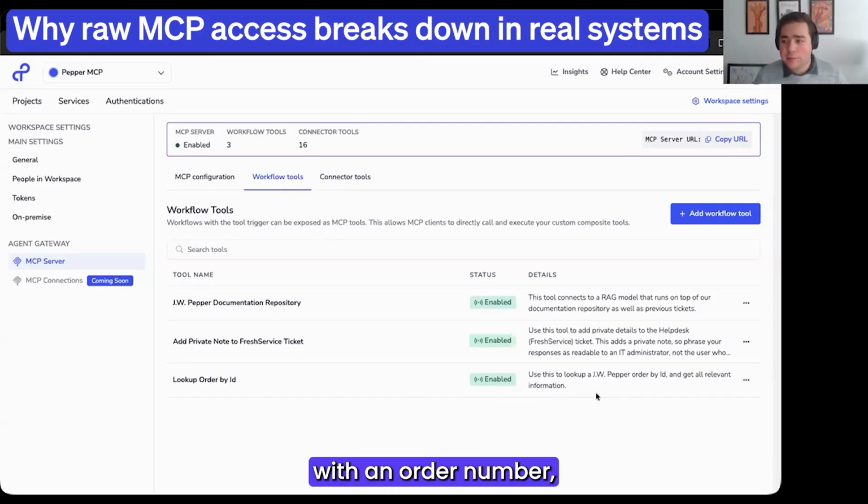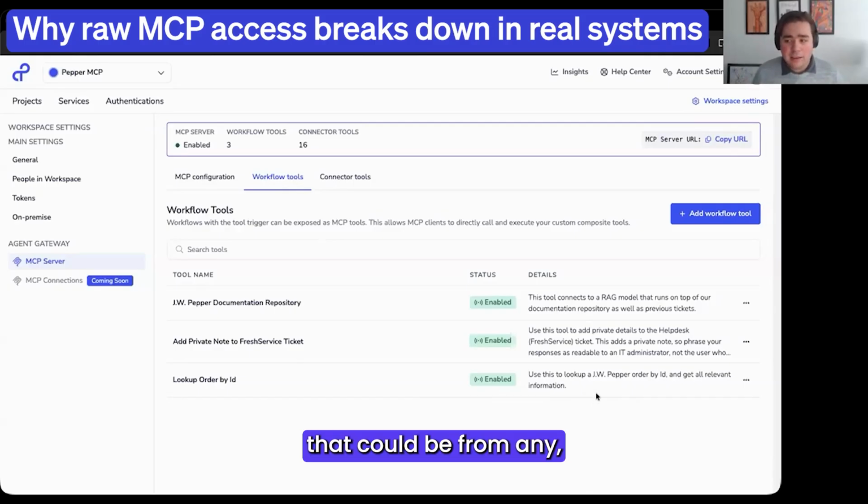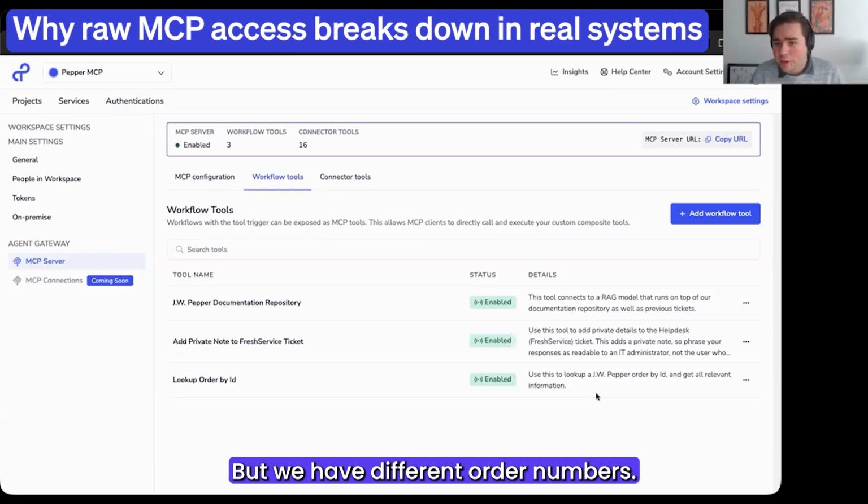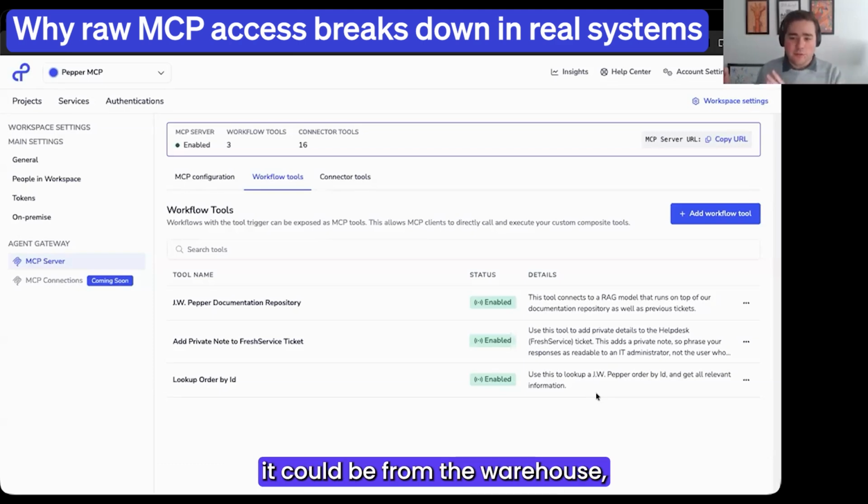provides us with an order number, that could be from any, I think it's one of 3 systems that we have orders in. And that's obviously a bit of technical debt. I think a lot of companies have technical debt. But we have different order numbers, and it could be from the e-commerce platform, it could be from the warehouse, or it could be from our ERP.